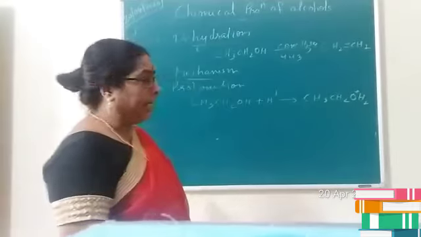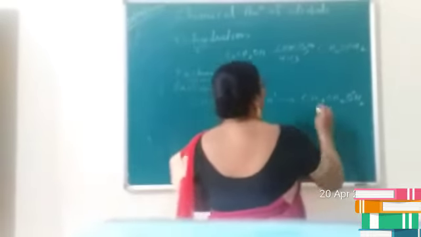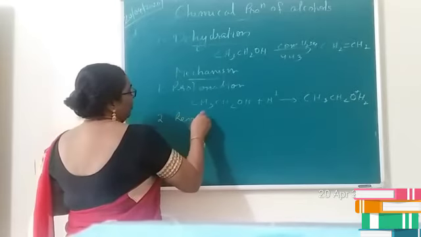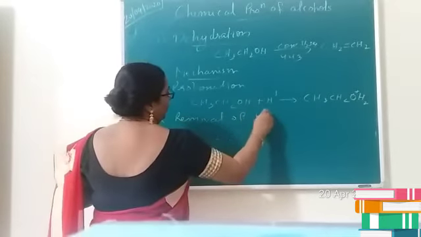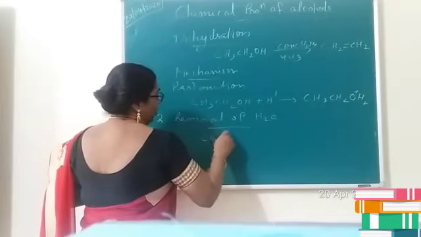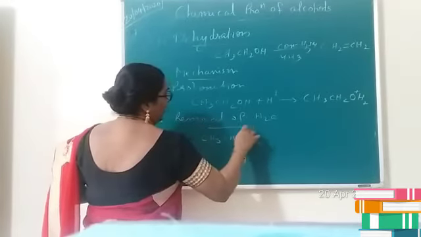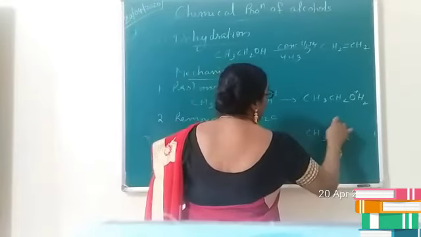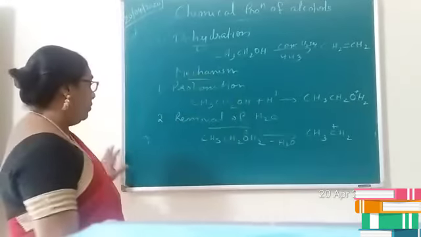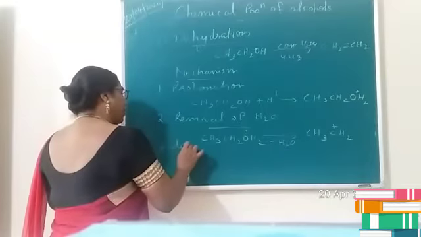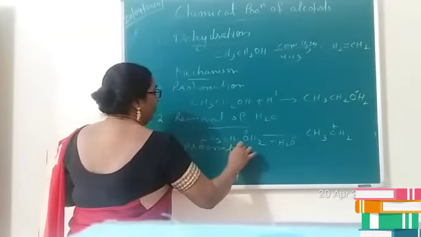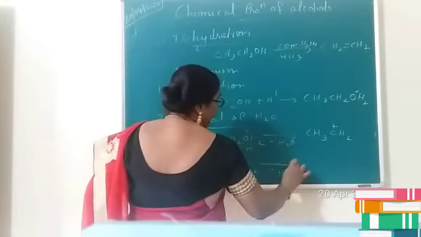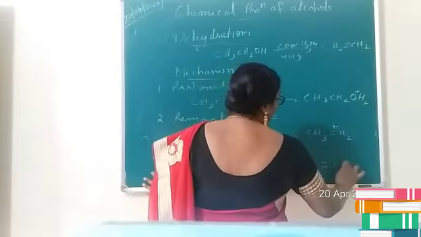Is it clear? You are getting an addition product which will be losing a molecule of water. That is, in the second step, removal of H2O, removal of water, so that from this addition product CH3CH2OH2+, it loses one molecule of water and results in the formation of a carbocation. Third step we can consider deprotonation. Deprotonation means again removal of H+, that is this carbocation will be losing one H+ and it results in the formation of CH2=CH2.